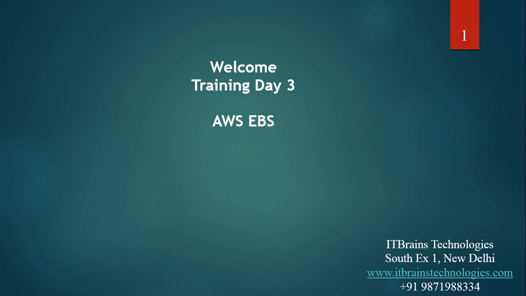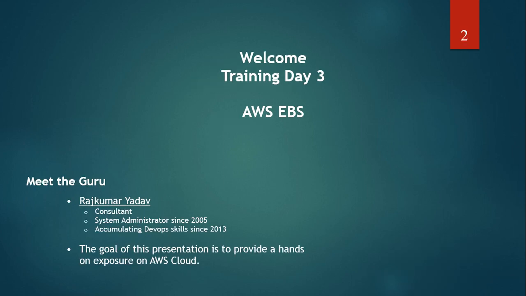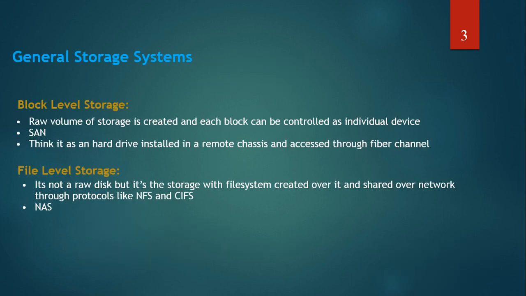EBS is Elastic Block Storage and it's a service available in Amazon. So you might have heard about various storage systems like block level storage and file level storage. Block level storage is something where you get the storage in the form of raw disks, and then you have to format them, in the sense you have to create the file system on the disk, and then you have to mount, and then you can place your data over the file systems.